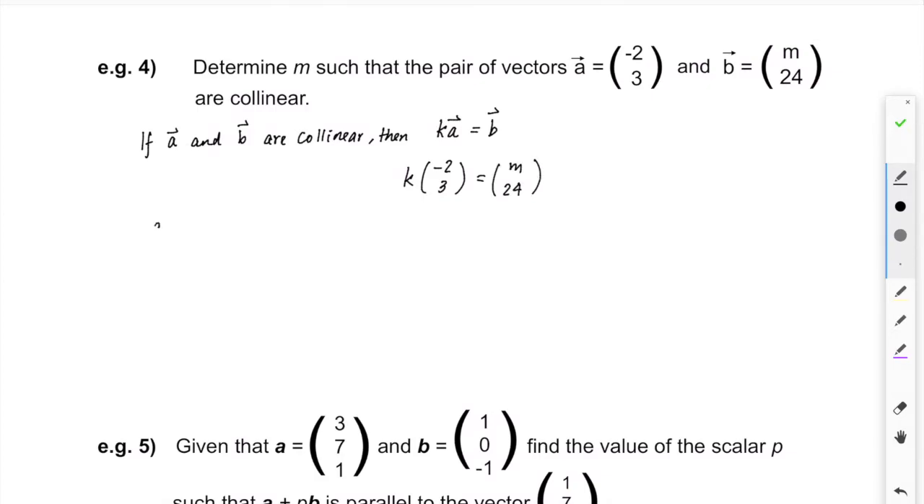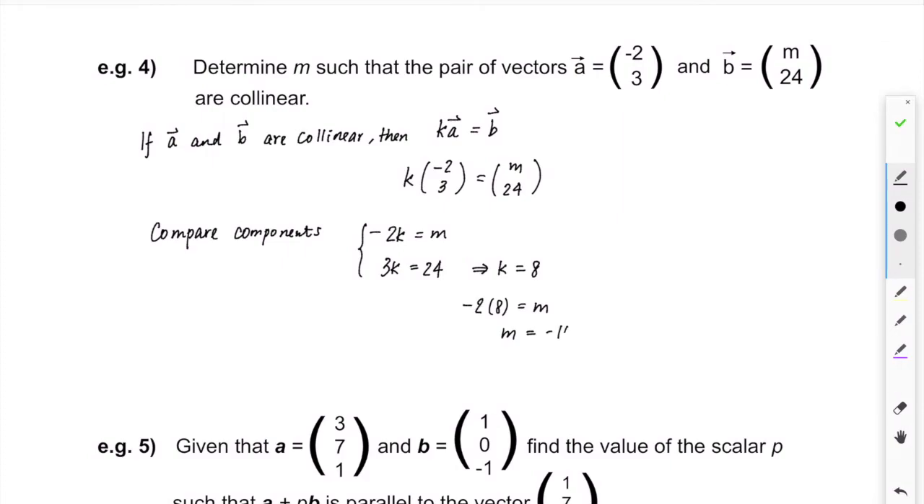We can compare components. We got negative 2k equals m. We also have 3k equals 24. So these are the two equations. From the second equation, I can work out k is equal to 8. And so if I plug this into m, I have negative 2 times 8 equals m. And so m must be negative 16. Okay, and so let's make a conclusion. Therefore, k is equal to 8 and m is equal to negative 16.